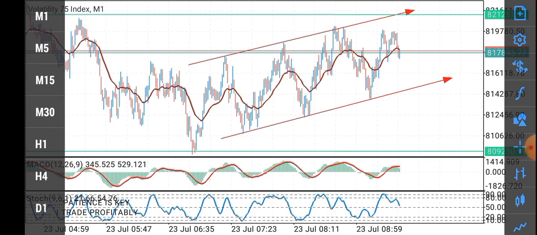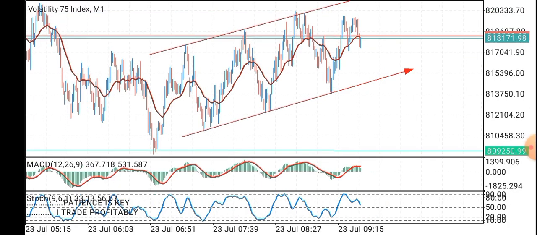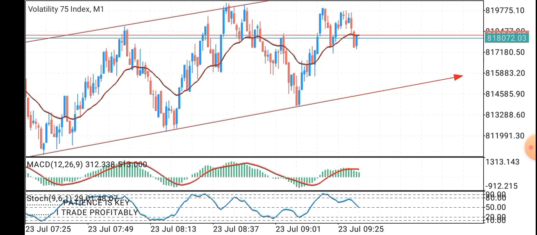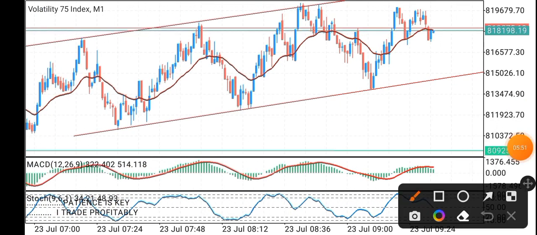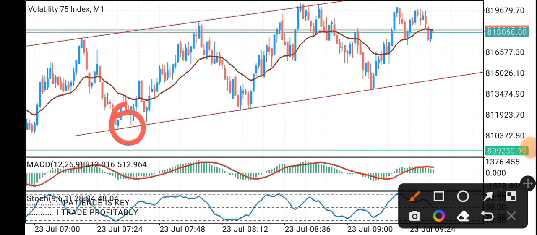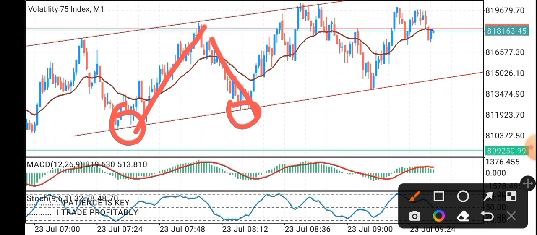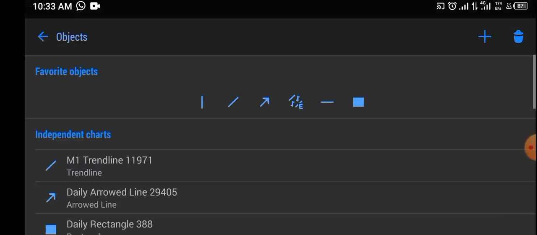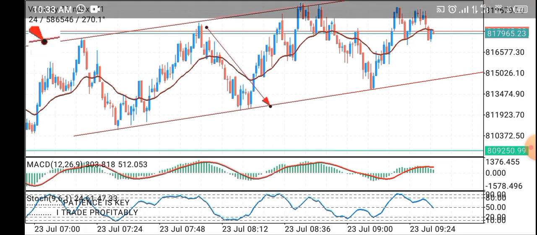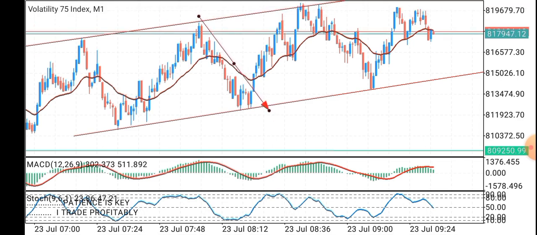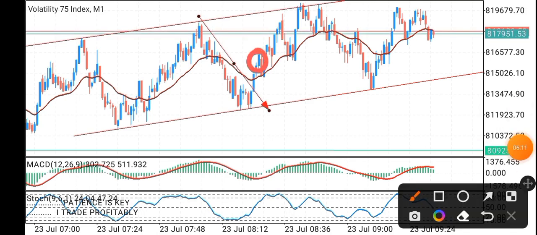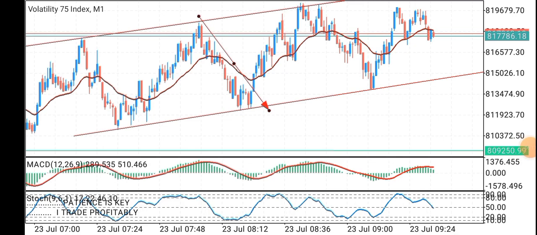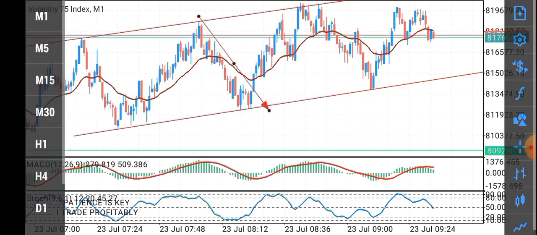So let me expand it. Currently, if I'm to trade this kind of market, let me start from here. The market moved, came back, right? Now I'm at this point currently. What do I do? I'll just put up my trend line, and allow price to break my trend line, and close above my 21 EMA.